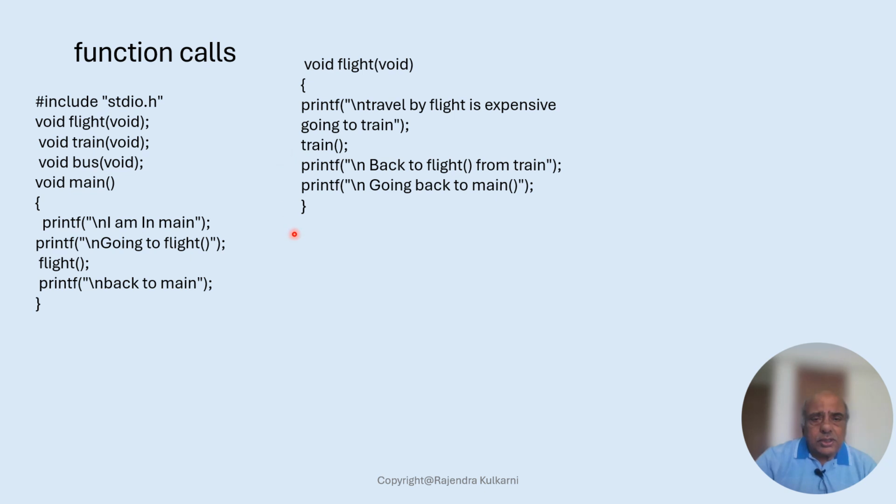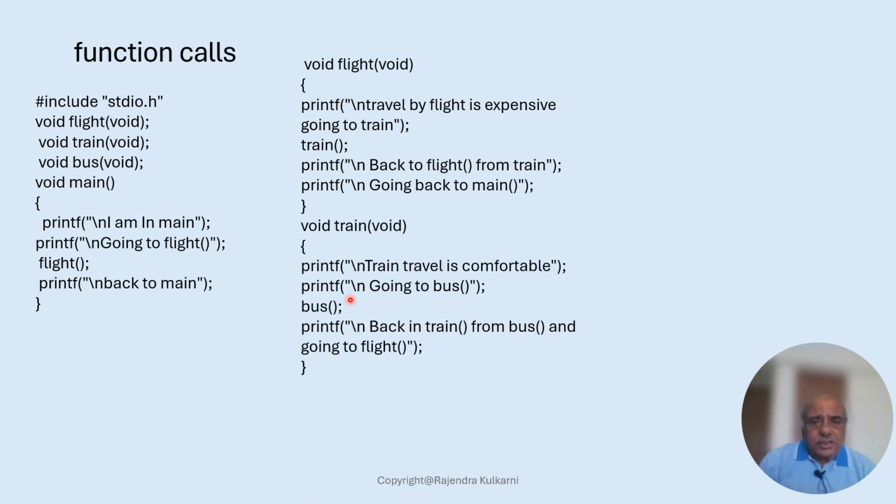So when we call a train function from flight function, what is the train function? It's again simple printf statements. The first printf statement is train travel is comfortable, and then another statement going to bus. Then there is a call for bus function.